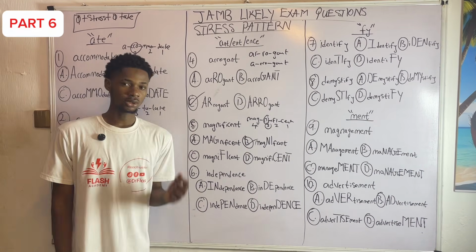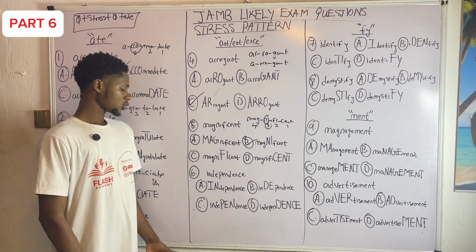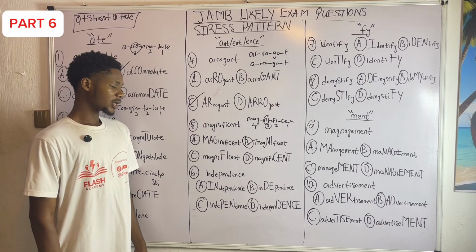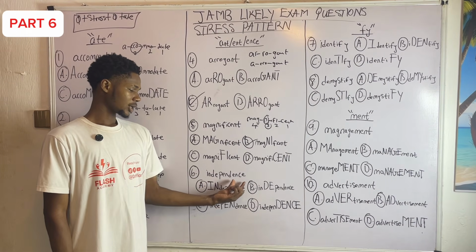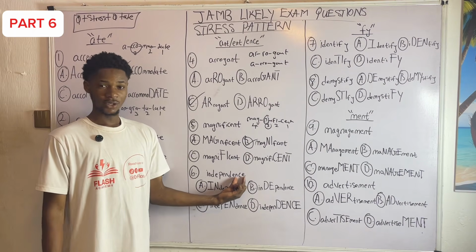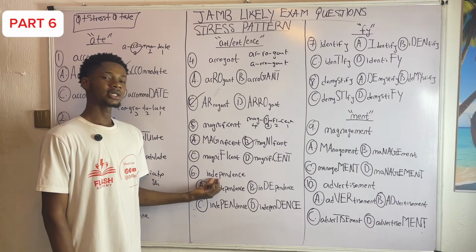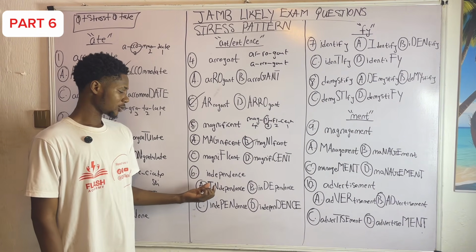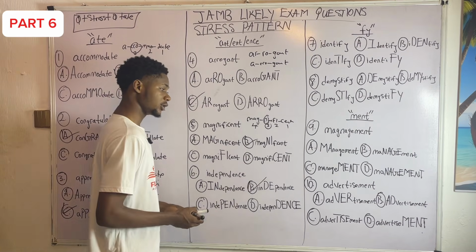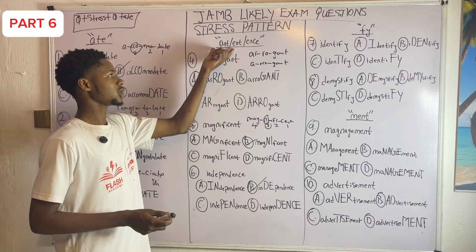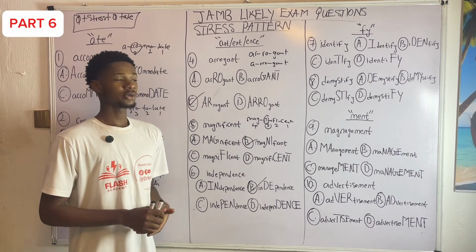Now how about the next one on the board? We have independence. How do you stress independence? To stress independence, we have to place emphasis on the third syllable from the last. So dense is the last syllable, pen is the second syllable from the last, and de is the third syllable from the last. So the rule remains the same. De will be stressed. That's option B. Very, very easy. So all of these words ending with ant, ent, and ence have the third syllable from the last stressed.